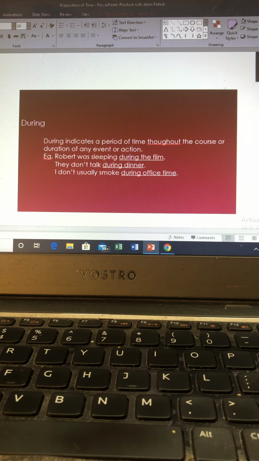Second example. "They don't talk during dinner." It's actually a very good habit not to talk during dinner time. One should never, in fact, talk much while having food, because then it gets very difficult to digest also. But otherwise, this is just a sentence. They don't talk during dinner. What is the period that we are talking about? The period of the action is dinner.